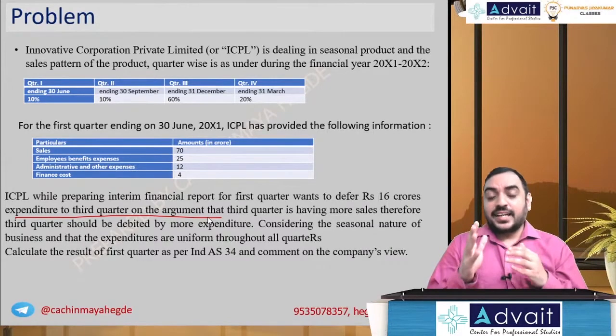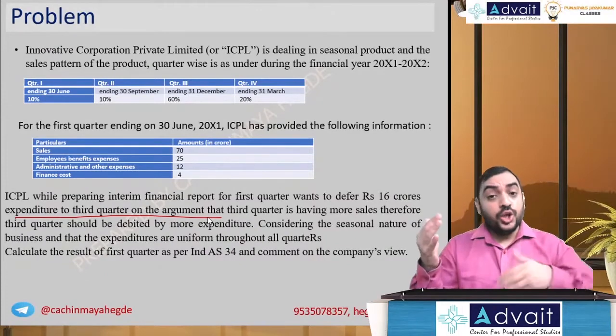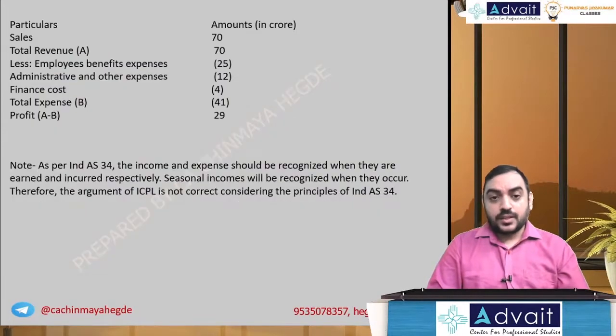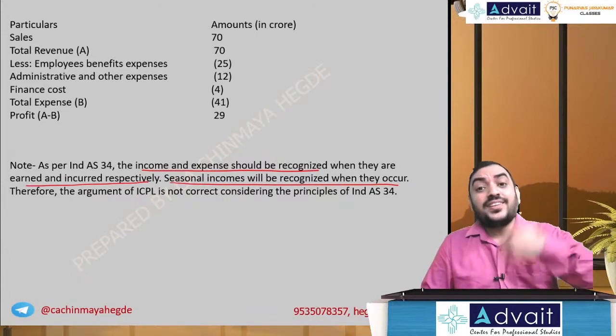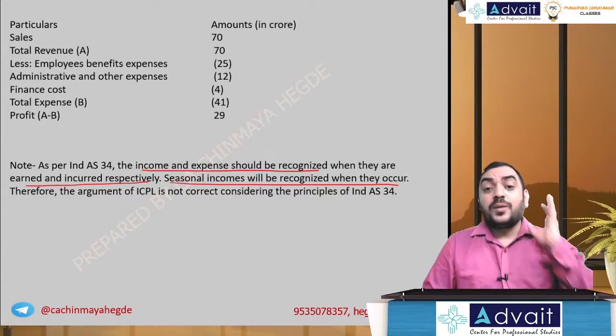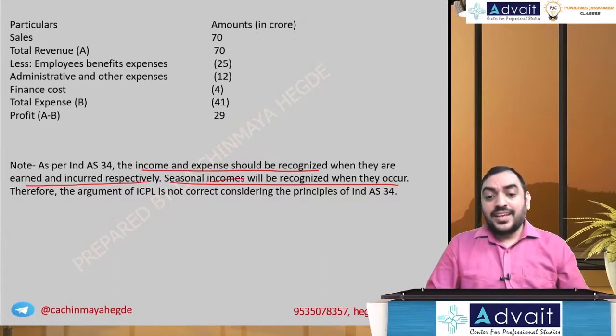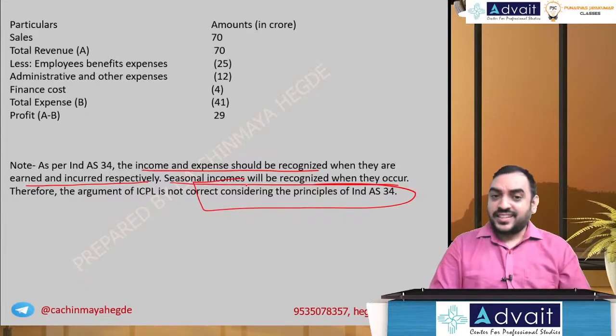Expense should be recognized on accrual basis. As and when they're due, it should be recognized. It cannot be postponed for the seasonal nature. As per Ind AS 34, income and expense should be recognized when they are earned and incurred respectively. Seasonal income will be recognized when they occur. Seasonal expenses will be recognized when they occur. So, accrual basis should be followed. Therefore, deferment principle is not in line with Ind AS 34.